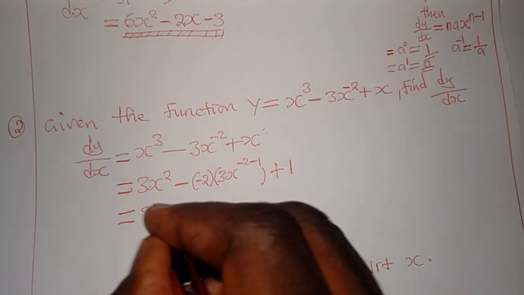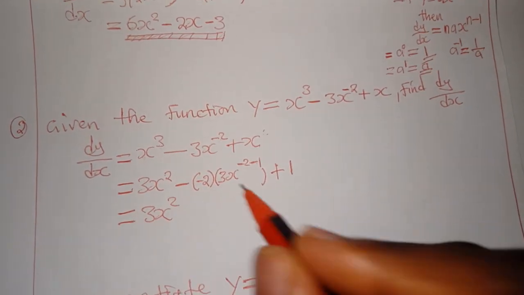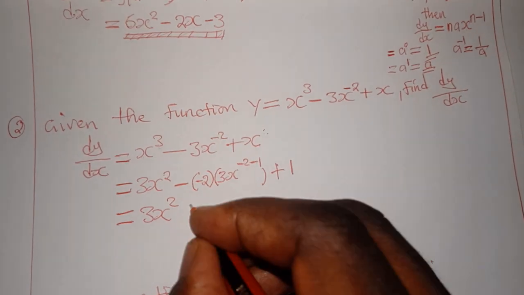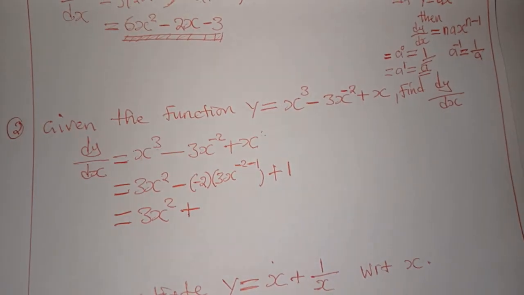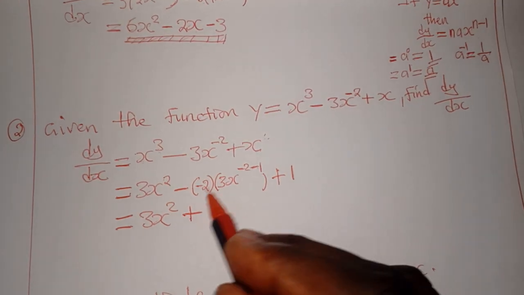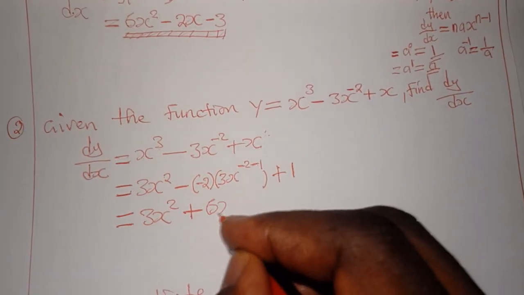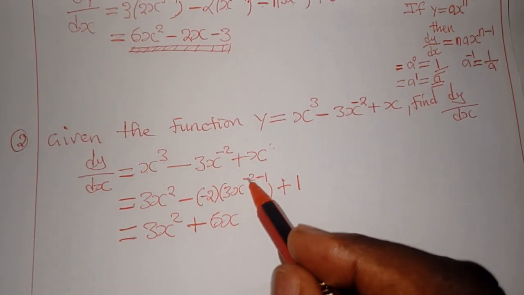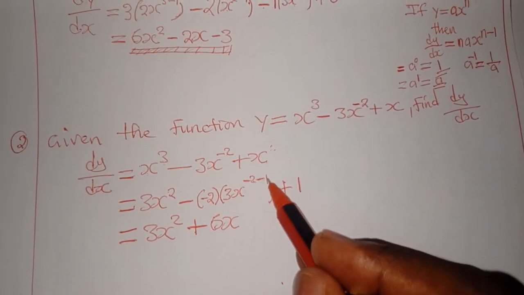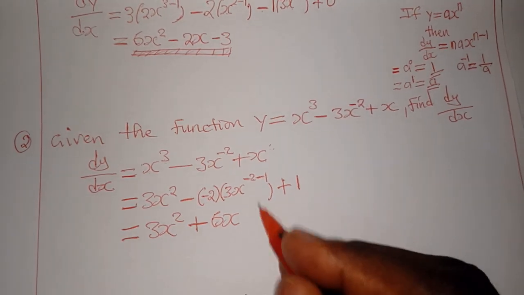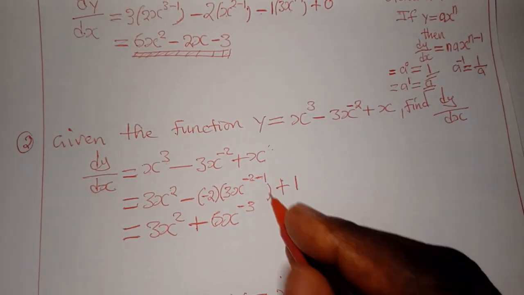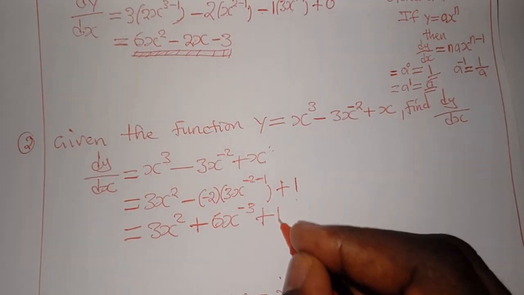Then here you remain with 3x squared. But here it will be negative times negative, leading us into a positive sign. Then 2 times 3, you get a 6x. Since the signs are the same, we say 1 plus 2 to give us 3, and the sign is maintained as negative 3. Then this side, we have our 1.